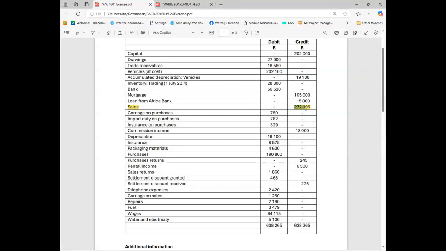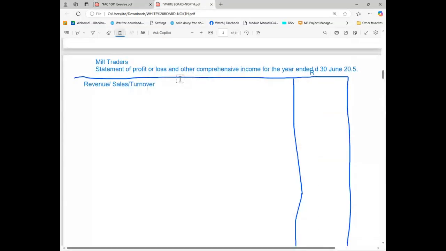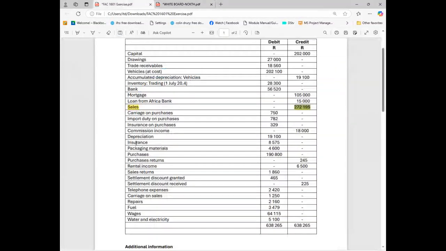So we need to show sales returns and the settlement discount granted on this question. We must first put our sales, and minus sales returns. So we must go and check the sales returns here. Here are the sales returns. You must always check this all the time. Sales returns is 1860.